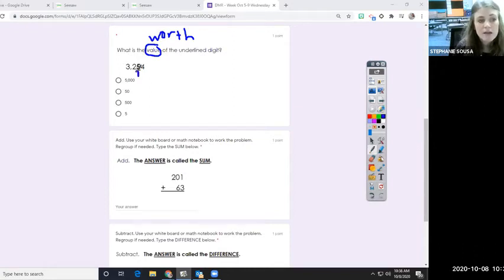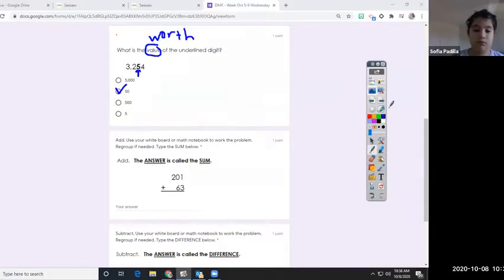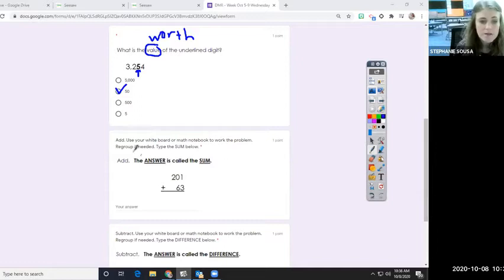This 5 is underlined and this 5 is in the tens place. So this is worth 50. 5 tens is worth 50. Questions on that one? Okay, awesome.